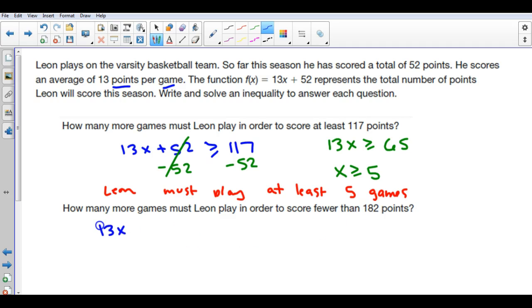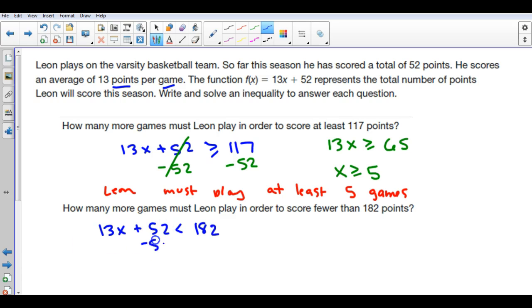So 13x plus 52. Since it's fewer than, it's going to have to be less than. And again, it's not fewer than or equal to. It's not less than or equal to. It's just less than. It's fewer than 182 points. So we're going to put 182 on the right side and leave our inequality like this.